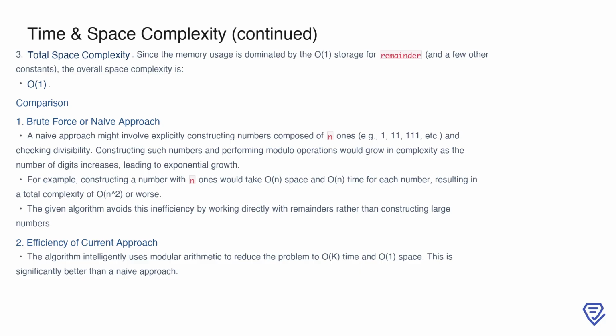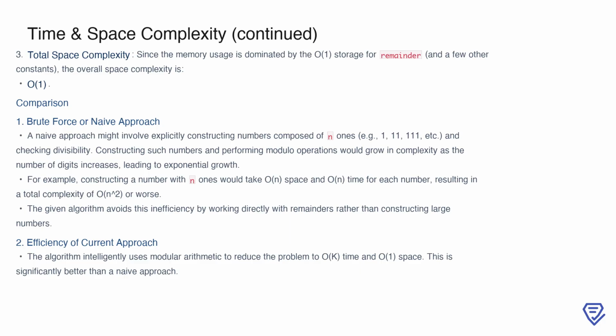When comparing this to a naive approach, the efficiency of the current algorithm becomes even clearer. A brute force method might involve explicitly constructing numbers made up of n 1s, like 1, 11, 111, and so on, and checking each for divisibility. This approach has significant drawbacks. Constructing each number takes O(n) space, and performing modulo operations on these large numbers also grows in complexity as the number of digits increases. This results in an overall complexity of O(n squared), or worse.